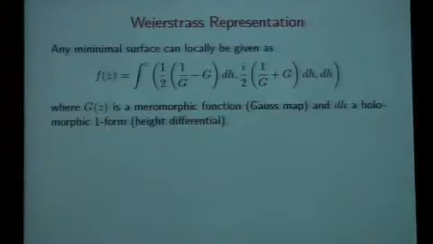And this is a local formula in the sense that every minimal surface can be given this way with a meromorphic function G and a holomorphic one-form dH. But you have to integrate. And the integration process might cause trouble because there's a real part missing in front of the integral sign, as I just noticed. If you go around a puncture representing one of the ends, the curve in space you get this way might not close up. That is called the period problem.